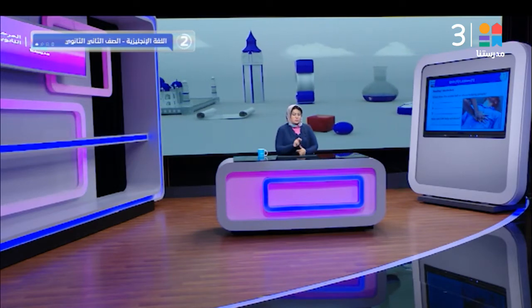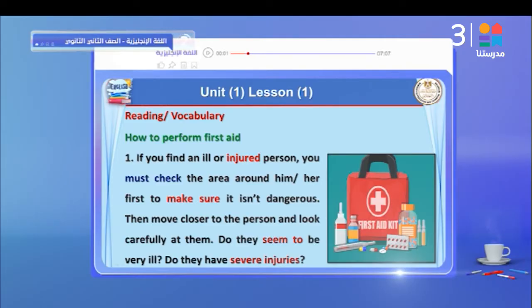Let's start. The first one, how to perform first aid. This is what the poster is totally about. Number 1, if you find an ill or injured person, you must check the area around him or her first, to make sure it isn't dangerous. Then, move closer to the person and look carefully at them.